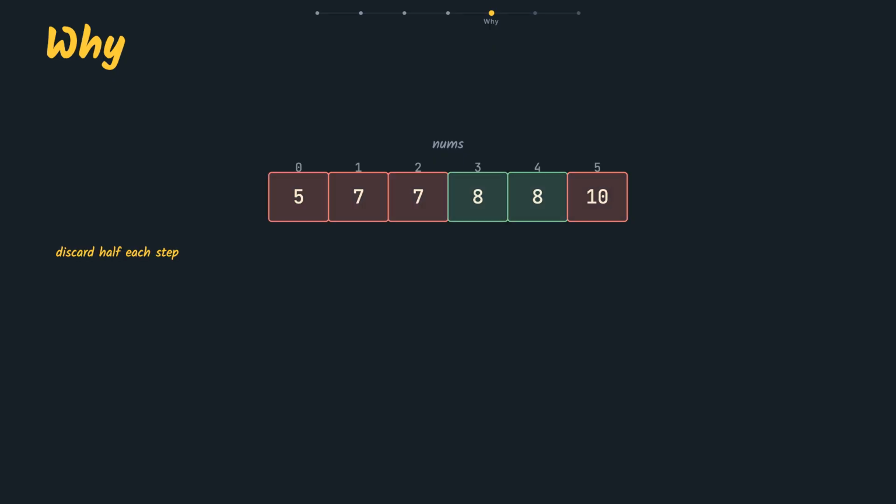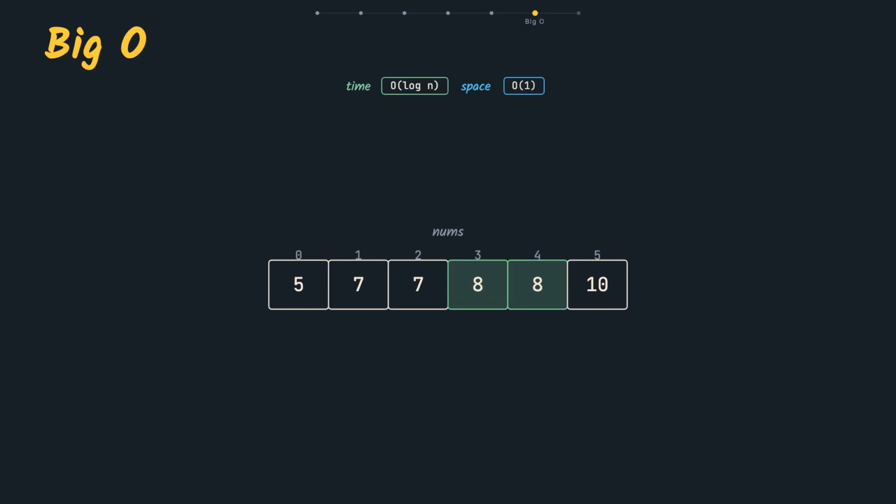Notice what just happened. We never scanned through the whole block of numbers. Each step threw away half the remaining search space. Each search shrinks by halves, and we do it twice. The extra memory stays constant, so time is O of log n and space is O of 1.